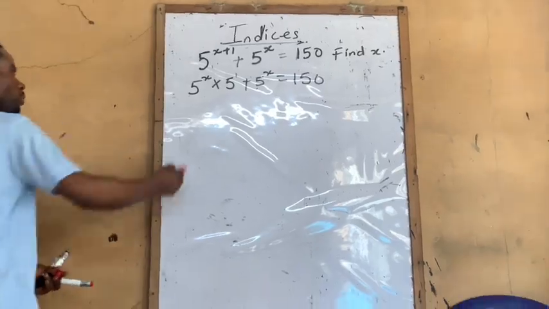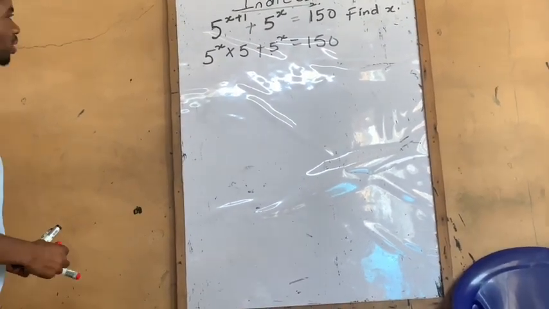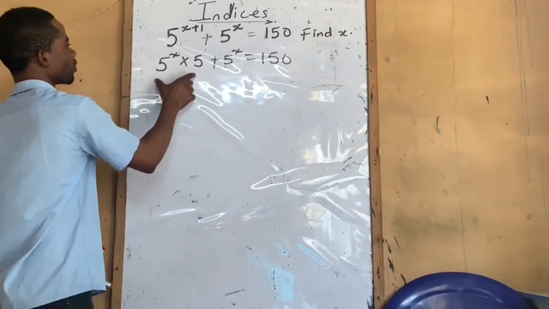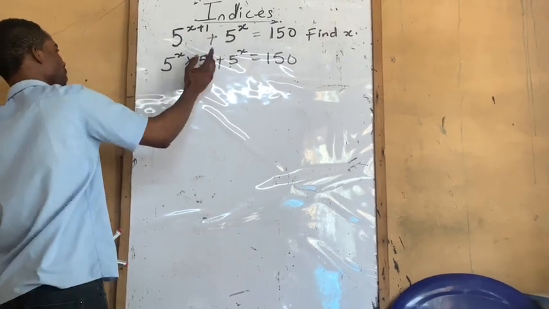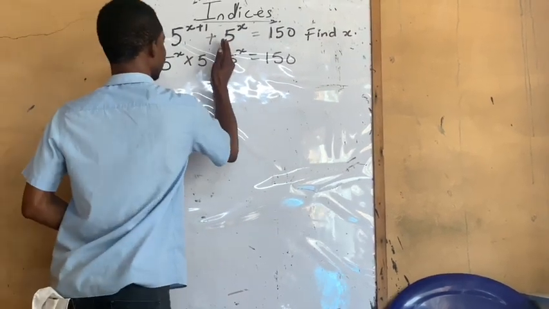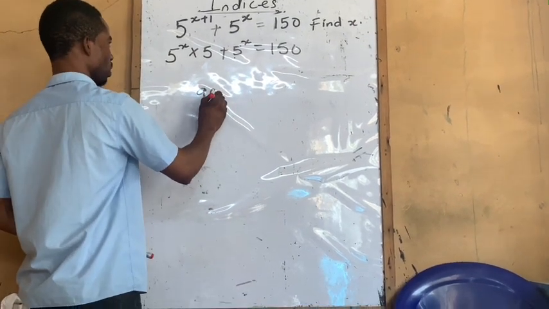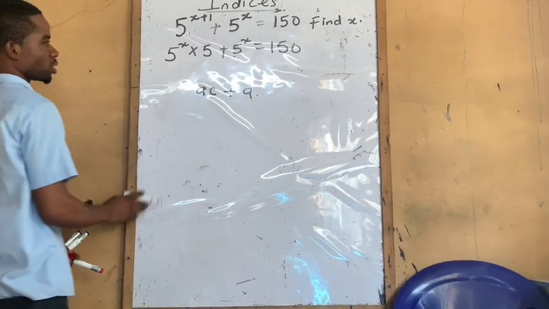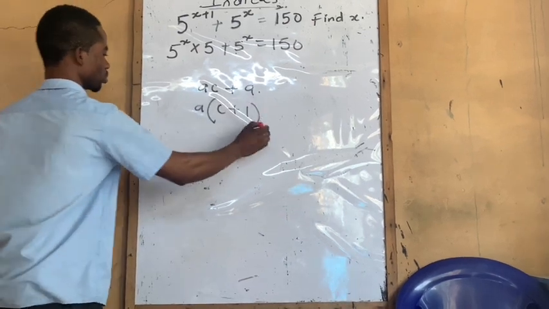I may not put the 1 because anything 5 raised to the power 1 is still 5. So if you notice, math students, you will discover that this is one side, this is another side. Because 5 raised to the power x times 5 is one side, plus separates them. Because in mathematics, you can as well say AC plus A. And what you notice, you can factorize, you can say A into bracket C plus 1.